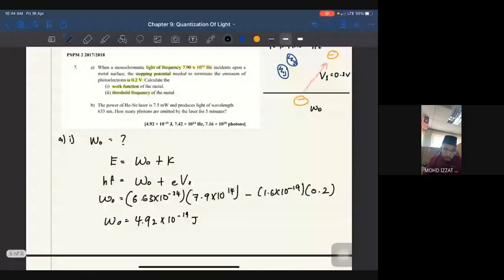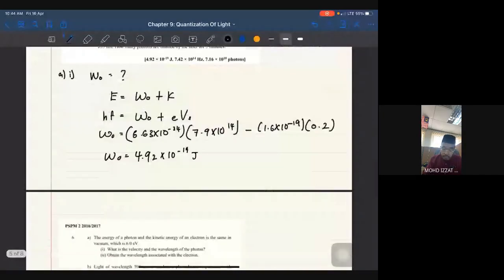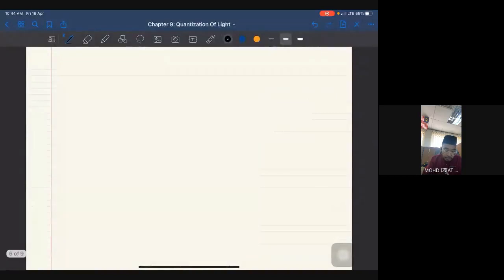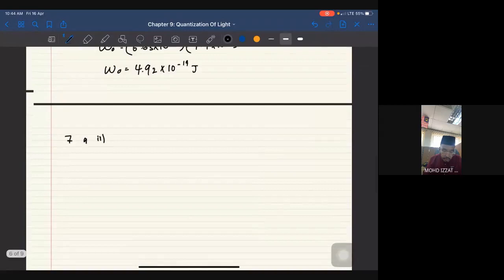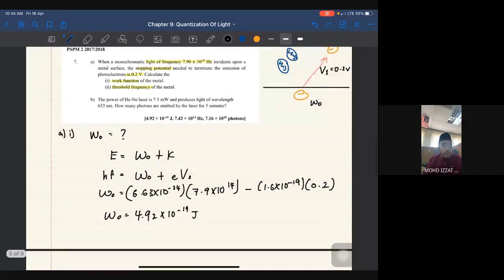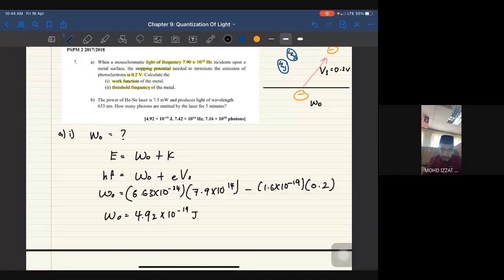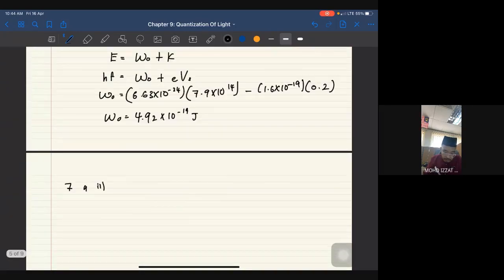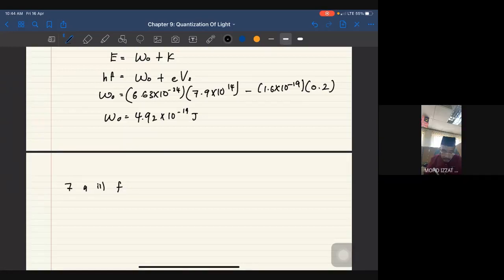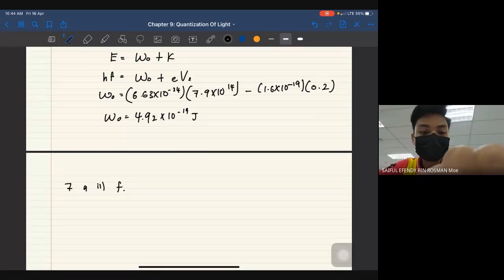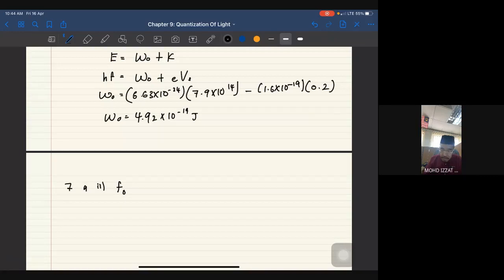7A2. How do you want to solve this one? So they want to find the threshold frequency of the metal. So what's the symbol for threshold frequency? F naught. Ada not ke tak ada not? Ada not, okay. So, sebenarnya soalan ni nak cari f naught over here.